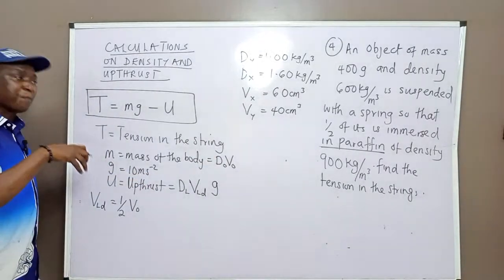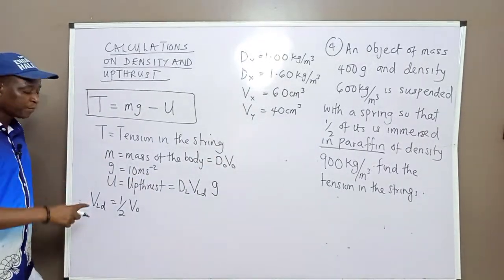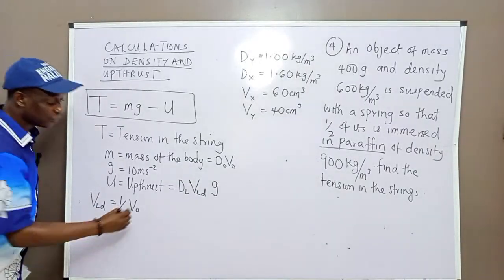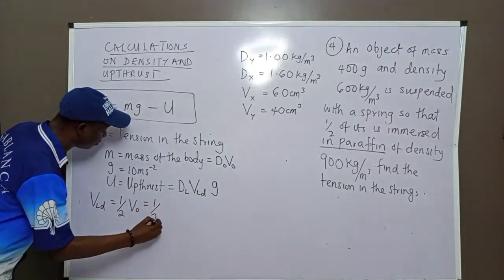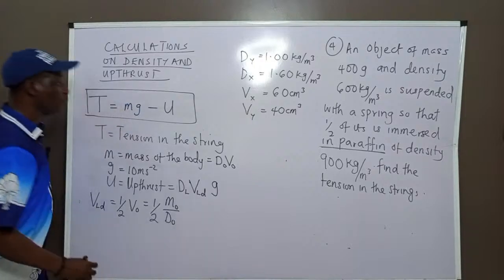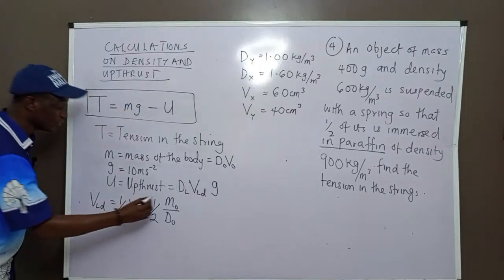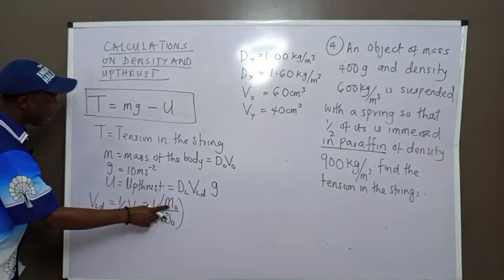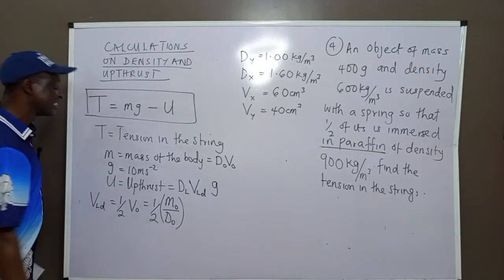So what amount of the object is in water? That's what we call the volume of liquid displaced. And don't forget, you can always get the volume of the object by saying mass of the object over density of the object. Please take note of that. Very important. Most of the time, they don't give us the volume of the object, so mass of the object divided by density of the object.